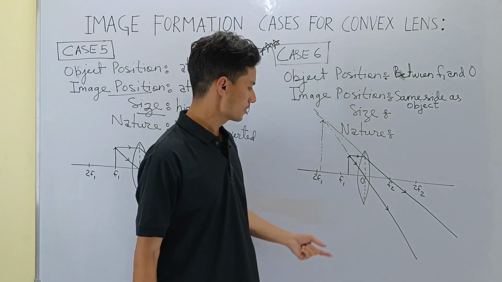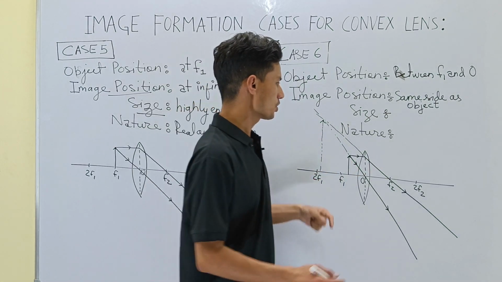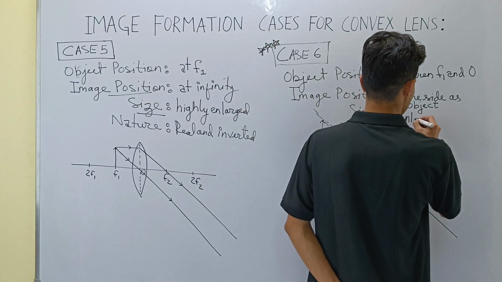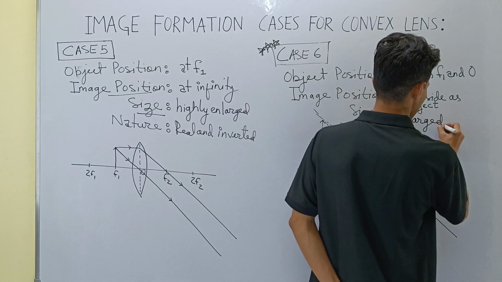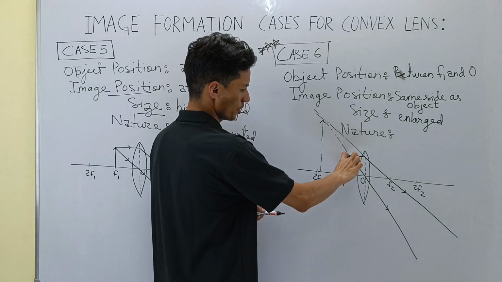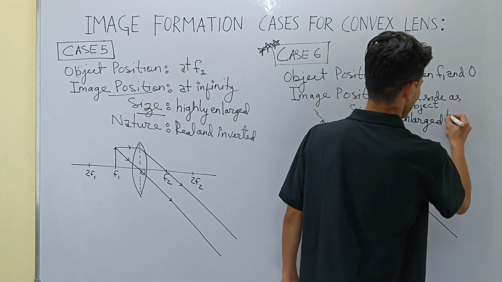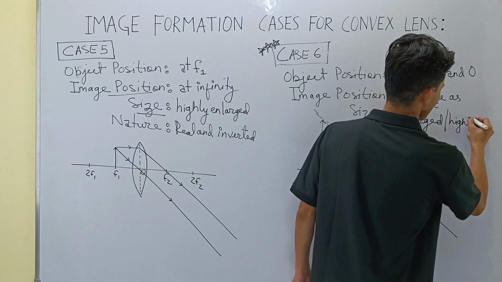Size: this is enlarged. It's highly enlarged or enlarged, so we can write enlarged. The object is this much and the image is this much, so we can write enlarged. We can also write highly enlarged.